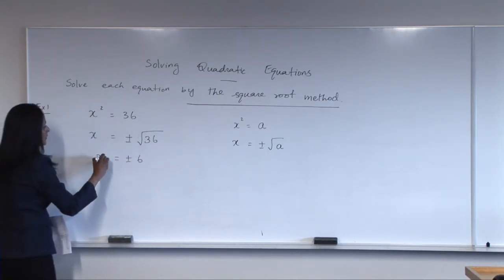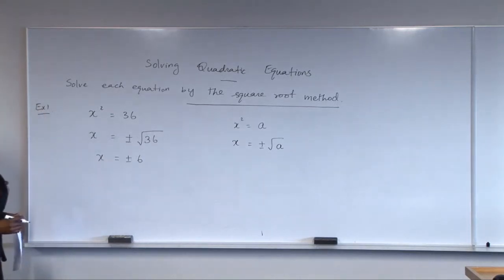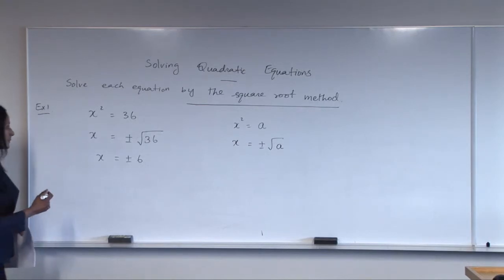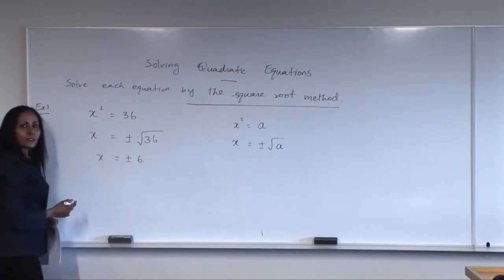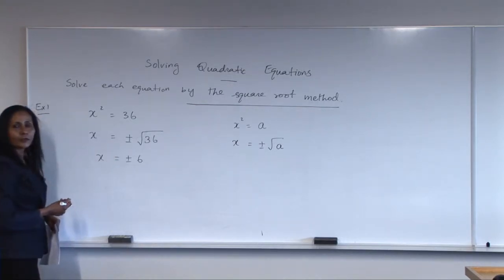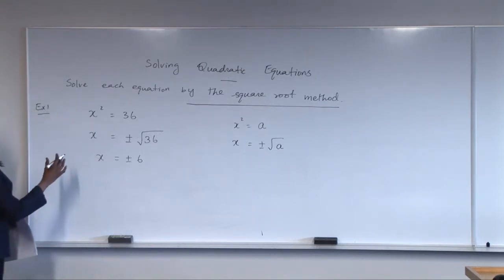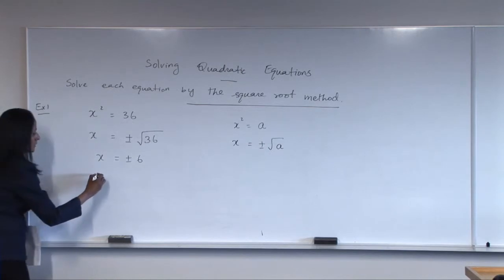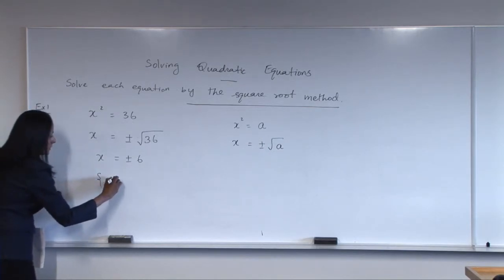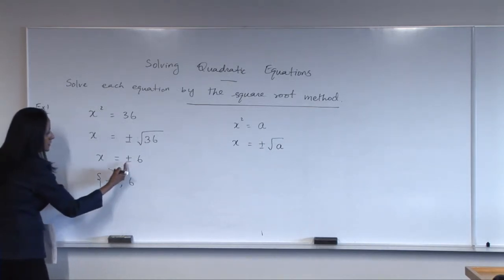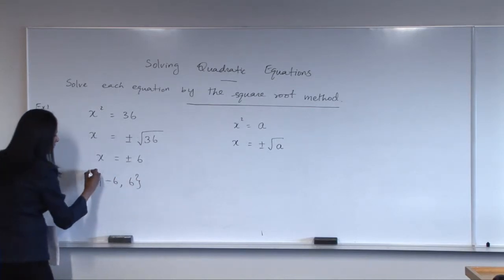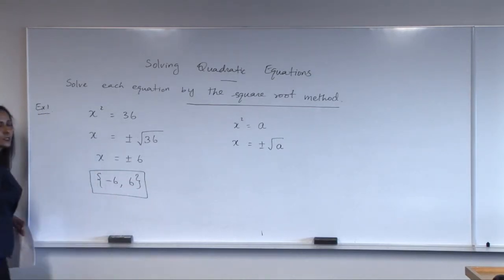Otherwise, you just leave it like that. If you are not allowed to use a calculator, for example if you get something like square root of 17, then just say x is equal to plus or minus square root of 17. In this case it is easier, you know immediately the square root of 36 is 6. So x is equal to plus or minus 6. The solutions for this problem we can write as negative 6 comma positive 6. That is your answer.